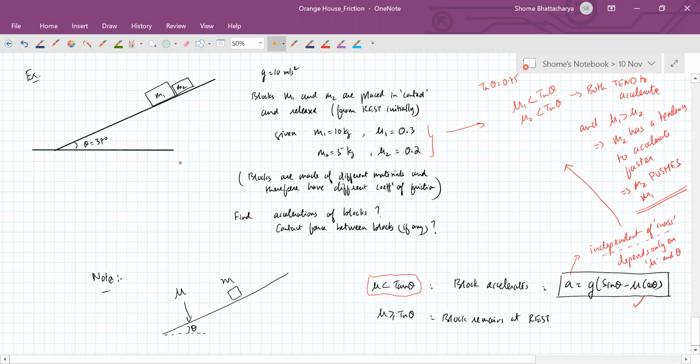So if you had released the blocks with some gap between them, then m1 would have accelerated slower, m2 would have accelerated faster. Since you are releasing the blocks with no gap between them, m2 has a tendency to accelerate faster, so it comes down the inclined plane pushing on m1. You understood this point? So the moment you realize this, it becomes very easy to solve the problem, because you know that one block is pushing against the other and therefore they are moving with the common acceleration.